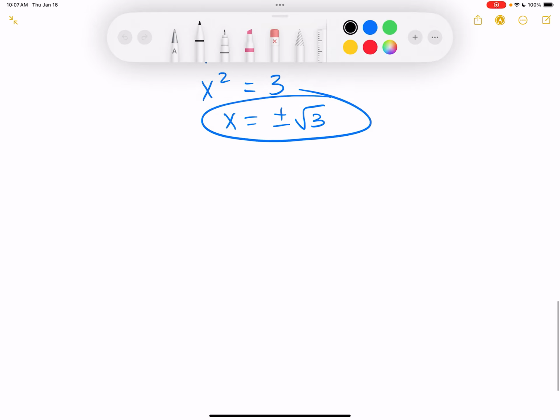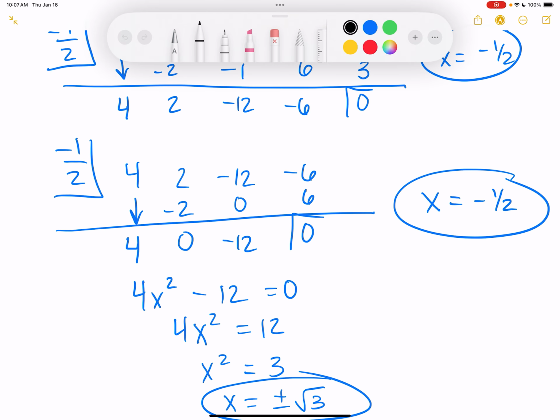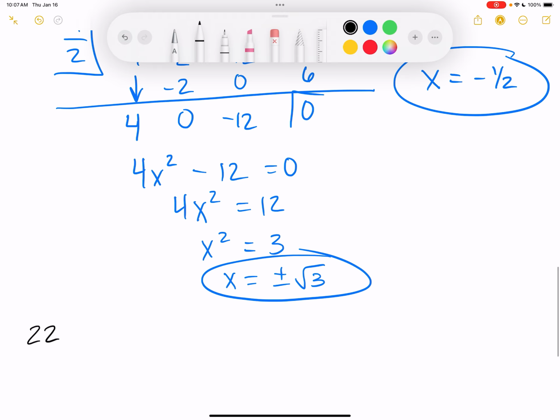Okay, we stopped at 18. So the next ones say to write a polynomial function f of least degree that has rational coefficients, a leading coefficient of 1, and the given zeros. So I need 4 of those words. I hope you knew a lot more of those words than that.